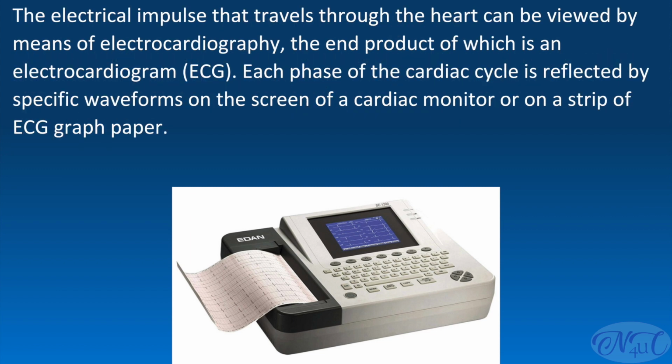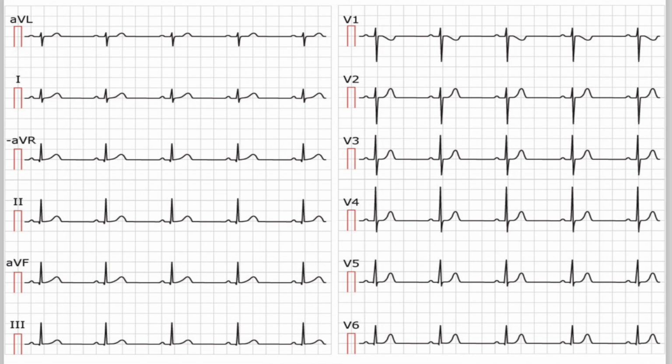The electrical impulse that travels through the heart can be viewed by means of electrocardiography, the end product of which is an electrocardiogram. Each phase of the cardiac cycle is reflected by specific waveforms on the screen of a cardiac monitor or on a strip of ECG graph paper.